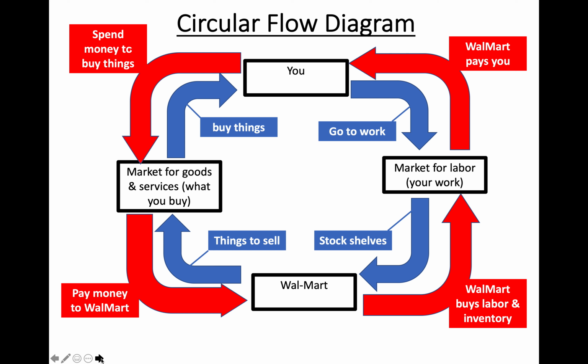So where did the money go that went to Walmart? It either went to the workers through wages and salaries, or it went to the owners of the business in terms of profit, or it went to the people who saved money in terms of interest, or it went to the people who owned the land in the form of rent. But ultimately, it went to people. And that's what this circular flow diagram really tells us.